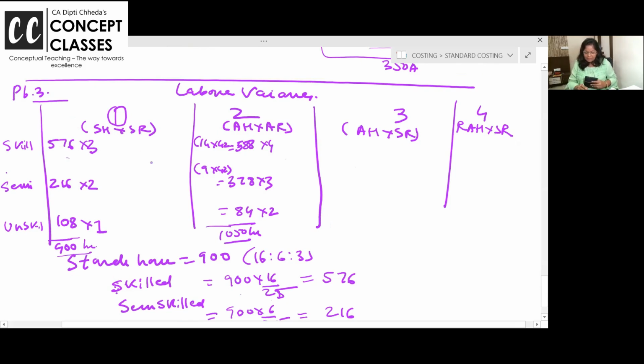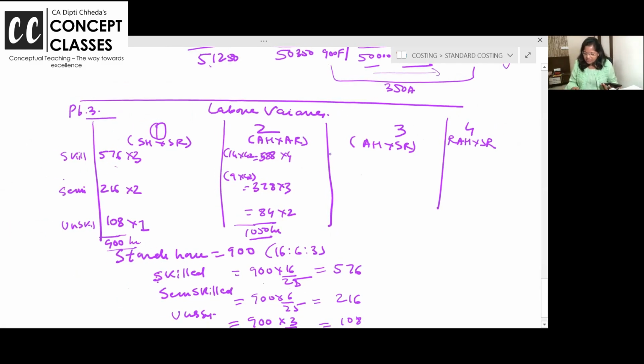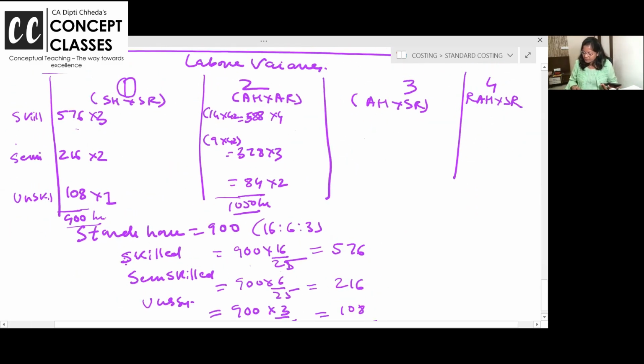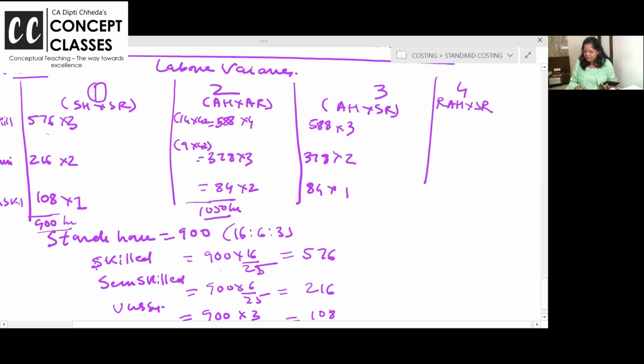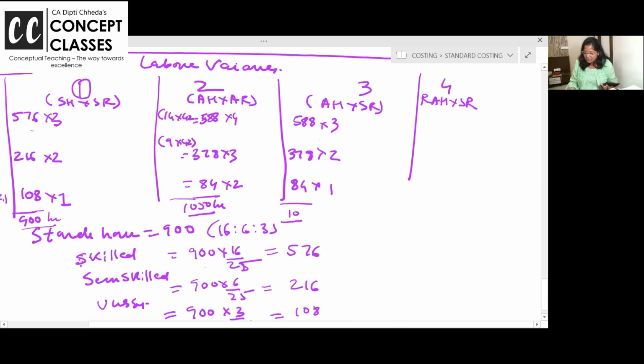Ma'am, you did not multiply this, we will do all this. Now what are actual hours? 588, 378, 84. What is standard rate? 3, 2, 1. Total 1050. Now revised actual hours we have to calculate. Revised actual hours will have to be calculated, right?